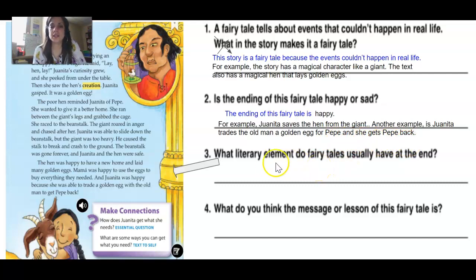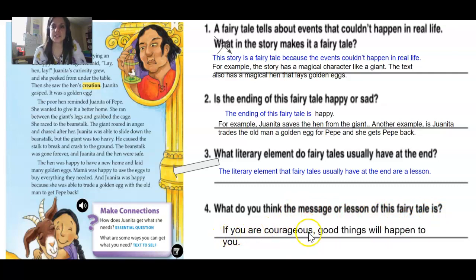Number 3, what literary element do fairy tales usually have at the end? What are we going to do to answer this question? You got it. Restate and then answer. The literary element that fairy tales usually have at the end is a lesson. That's our answer, lesson. If you write theme, that is the same idea. Theme and lesson mean the same thing, they just sound different. Now, number 4, that's the text evidence. What is the lesson? So what do you think the message or lesson of this fairy tale is?